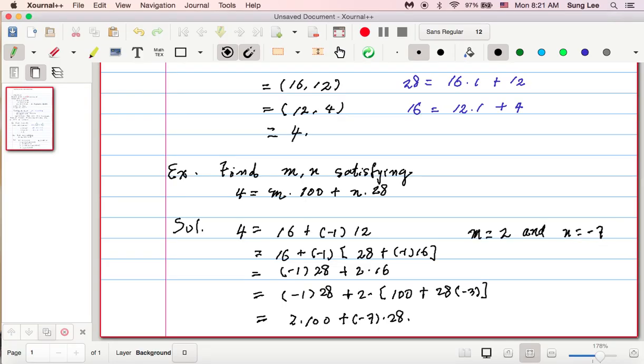So we found a solution of this Diophantine equation. I think this is a good point to stop. I will continue our discussion in my following lecture. Thank you.